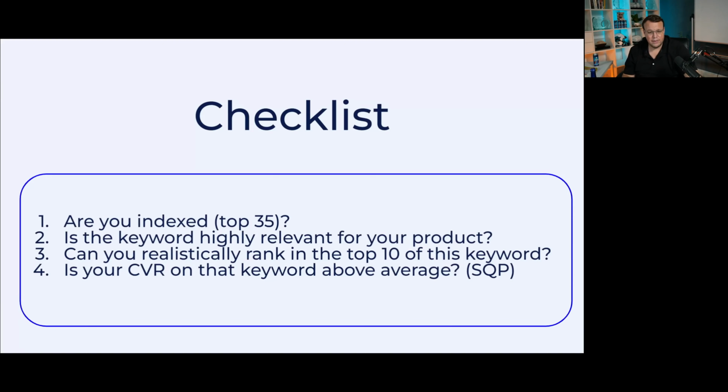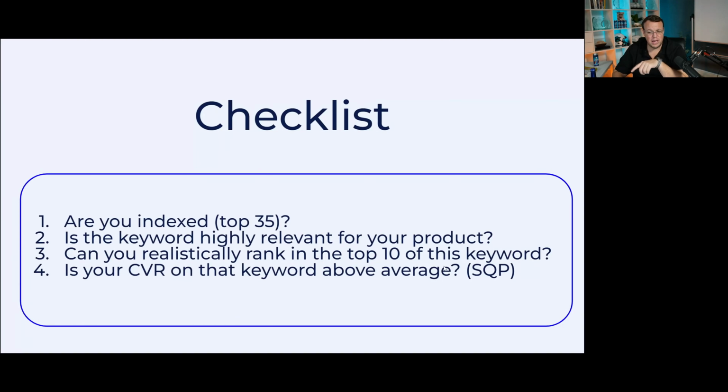As a matter of fact, I think we need to go back and make sure we added those. So is your conversion rate on that keyword above average? If it is, remember, we solved for conversion rate first. That's a clear sign that you have every opportunity to push ranks, right?